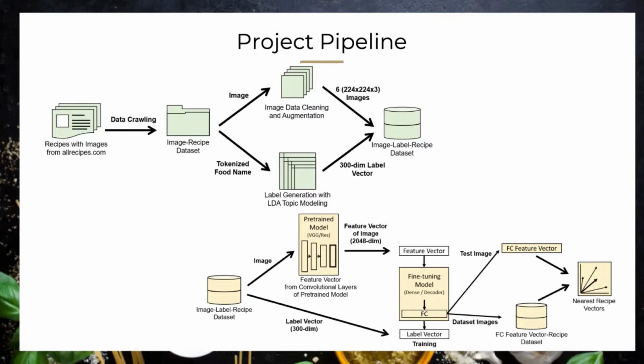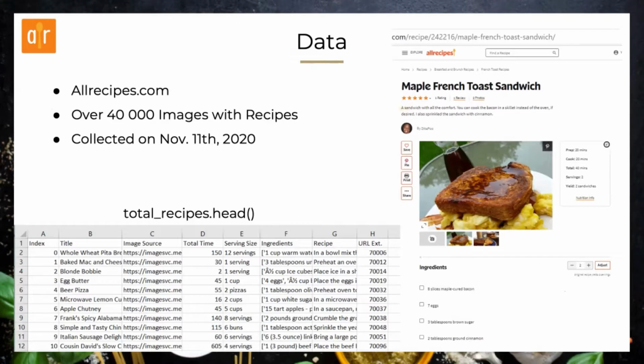For our data, we used a Python package to scrape all the recipes, obtaining a raw data set that contains information such as the recipe titles, the ingredients, and the URLs to the corresponding images, as seen at the bottom here.